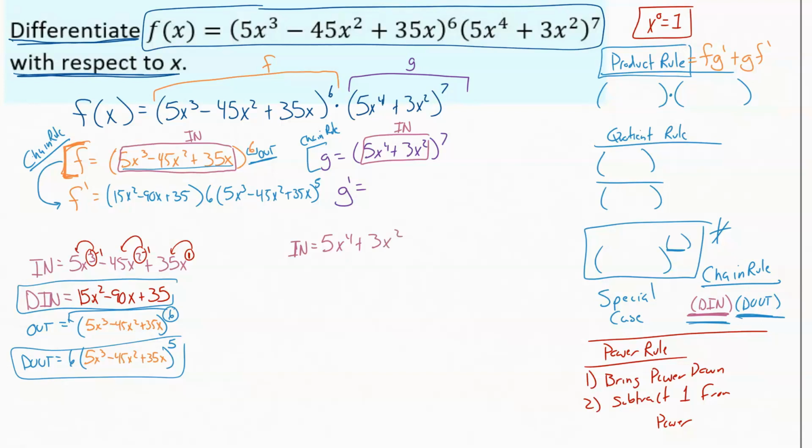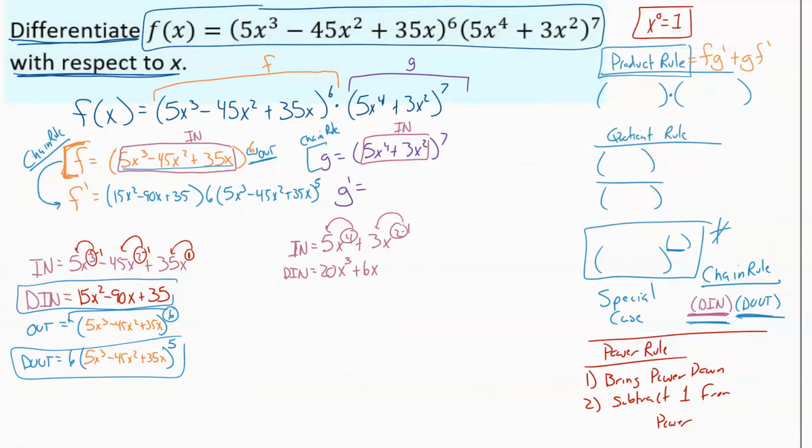We take the derivative of that, again, following our power rule. So to get our d in, we bring the 4 down. 4 times 5 gets us 20x. Subtract 1 from the power gets us x to the 3rd. Then we bring our 2 down. 2 times 3 gets us 6x. And subtracting 1 from the power gets us x to the 1st.